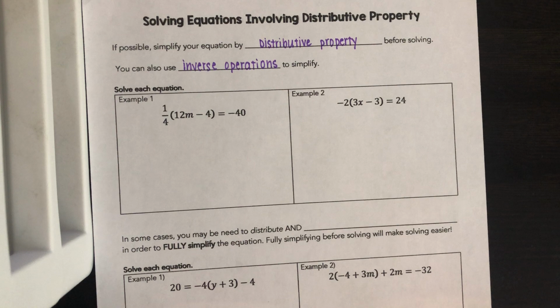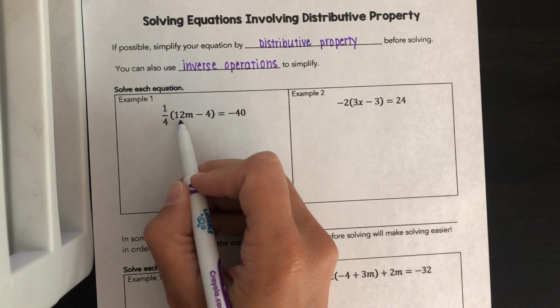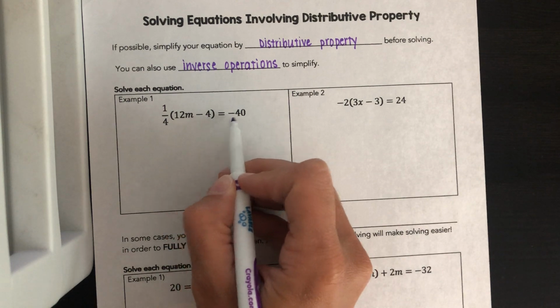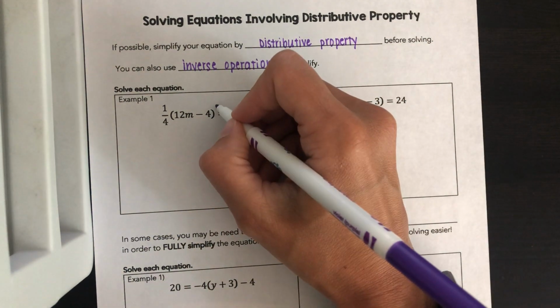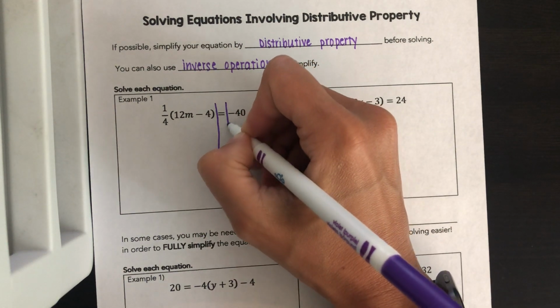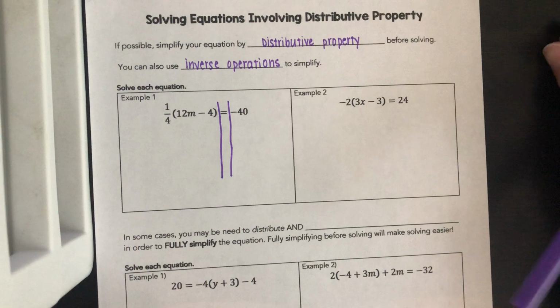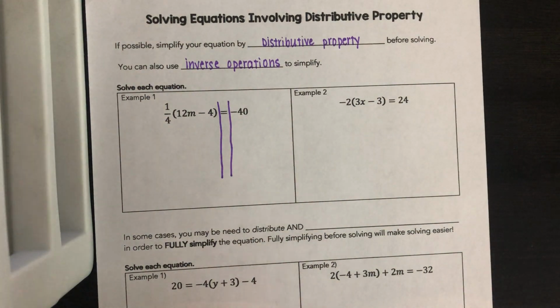So let's take a look at solving this first equation: 1/4 times the quantity 12m minus 4 is equal to negative 40. I'm going to start by drawing those lines around my equal sign. Just like with combining like terms, these remind me that when I simplify, I cannot combine anything that is on different sides of the equation.